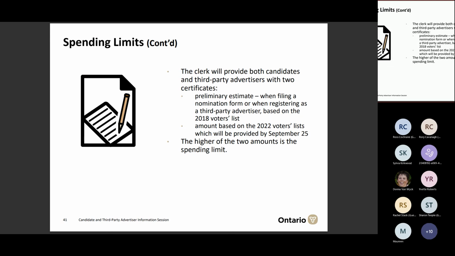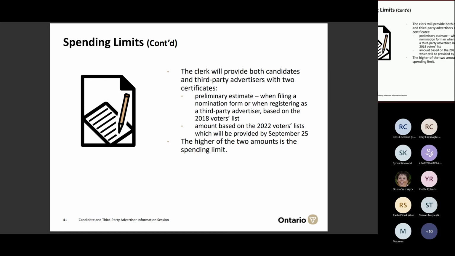So clerks will continue to provide estimates of the spending limits, and the dates have been slightly amended with transition dates from 2018's election. Candidates will be required to inform their contributors of the contribution limits. That's how much a contributor can contribute to an individual candidate's campaign and the aggregate limit on contributions to any one council or local board election. Spending limit is to be provided by September 25th.